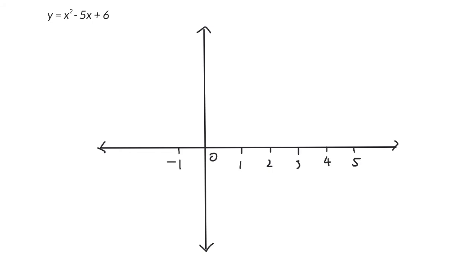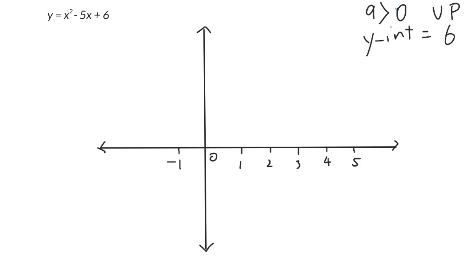A couple of things I notice here straight away. I've got a, which is greater than 0, which means I'm concave up. I've got a y-intercept of 6. My constant value, my number that's by itself, is positive 6. That's helpful. And then I've got a negative 5x in between there. So let's have a look at what this looks like.